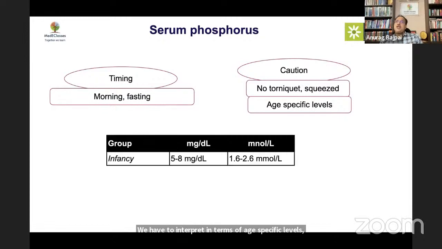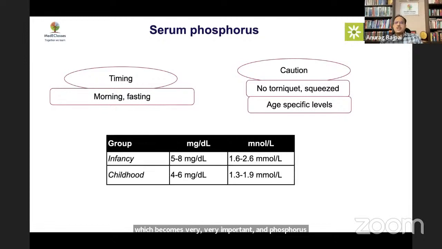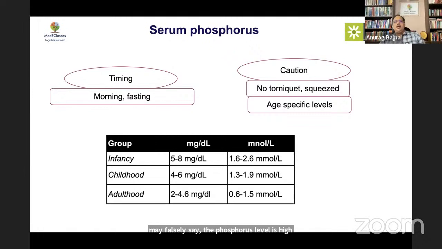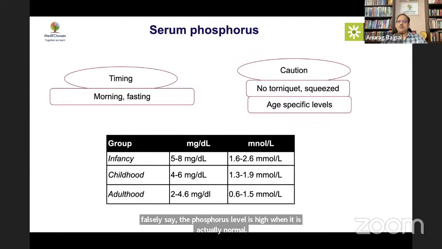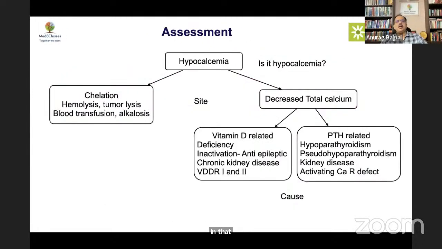Phosphorus levels tend to be high during infancy and childhood because they are markers of bone formation and bone turnover, and phosphorus levels need to be corrected. Often if we look at the adult data, we may falsely say the phosphorus level is high when it is actually normal in that regard. And this is something important we'll discuss subsequently.